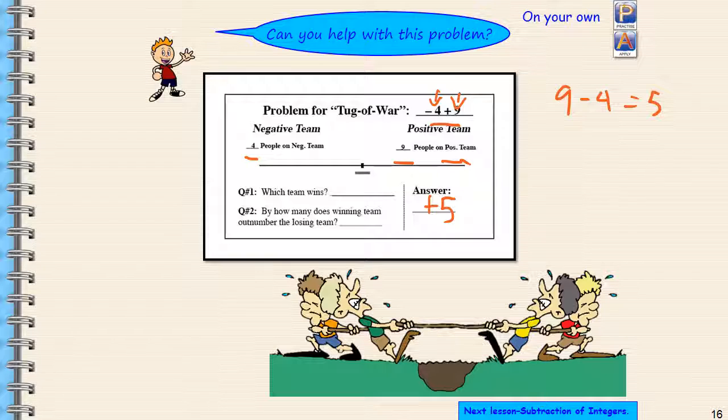Okay? So which team wins? The positive team. By how much does the winning team outnumber the losing team? It outnumbers them by 5. There's 9 people on the positive team, only 4. It means that these guys have got an extra 5. So there's 5 it outweighs by. The answer is +5.